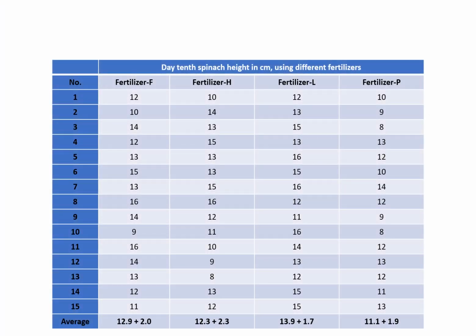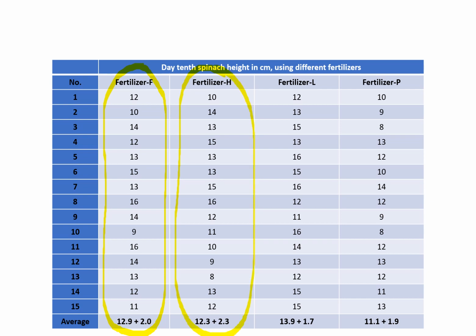This is the data collected by the staff, and he worked very diligently to collect all those 60 sets of data. For fertilizer F, he got 15 sets of data. For fertilizer H, he also got 15 sets of data. Fertilizer L, 15 sets of data, and fertilizer P, 15 sets of data.